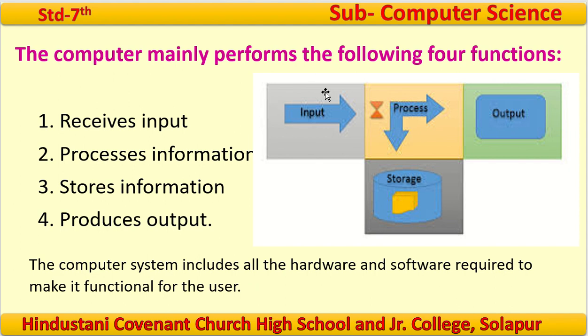Now, here for input, I require certain input units. For output, I require certain hardware. Either it would be a monitor on which I can see, or a printer on which I can get the information on paper, right? Processing is done by the software. Storage can be hardware and software; it stores in the RAM. So both hardware and software are required to do all these four functions.